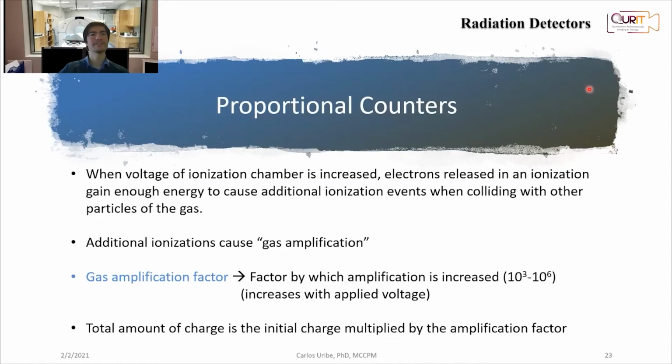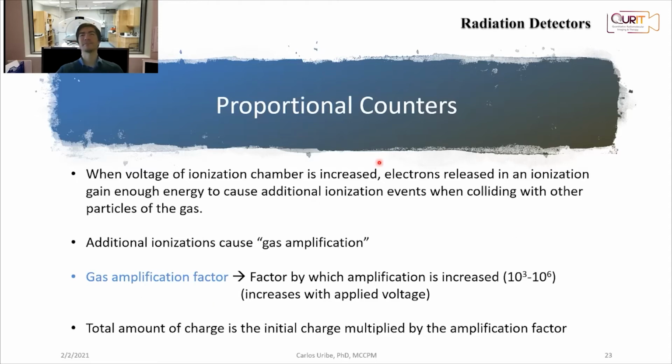Oh, sorry, I skipped one slide. So when the voltage of the ionization base increases, if we now increase this voltage, what happens is that the ionizations caused by the radiation give particles enough energy to cause extra ionizations when they collide with other particles of the gas. These additional ionizations are what cause what is known as the gas amplification. You can think about defining a factor, the gas amplification factor, which is the factor by which that amplification is increased.